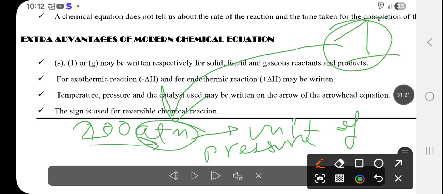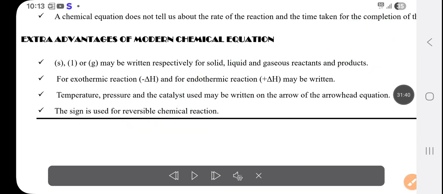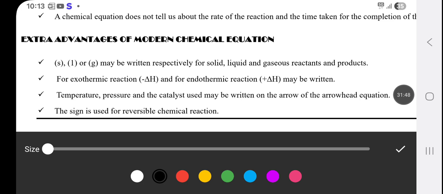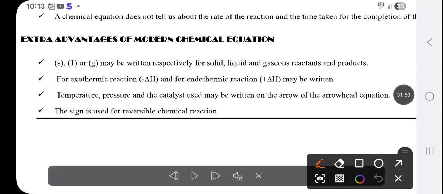Or temperature, 200 degrees Celsius. Or which catalyst is used, HCl. In very few reactions HCl is used, and HCl can be written as the catalyst on the arrowhead of the equation. And this sign is used for the reversibility of the chemical reaction. Due to some issue, the sign is not given, but I am giving a sign.